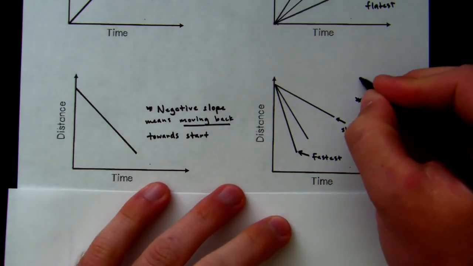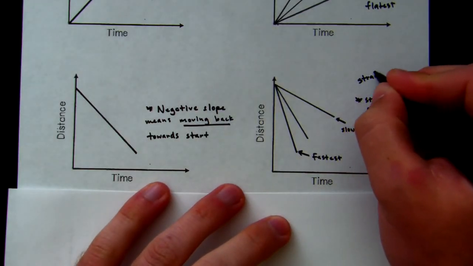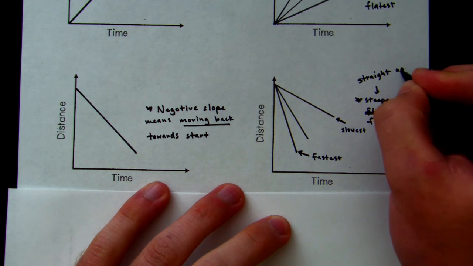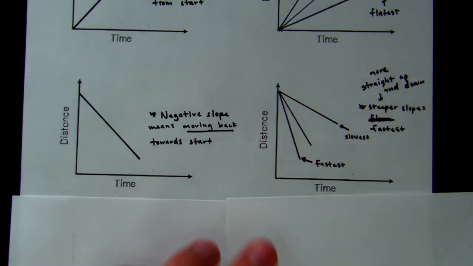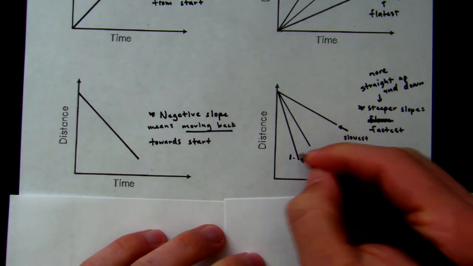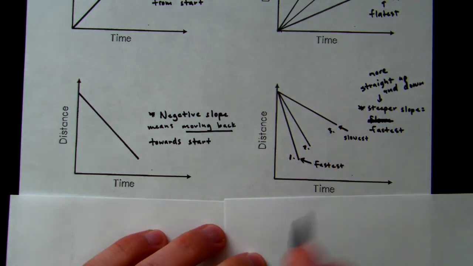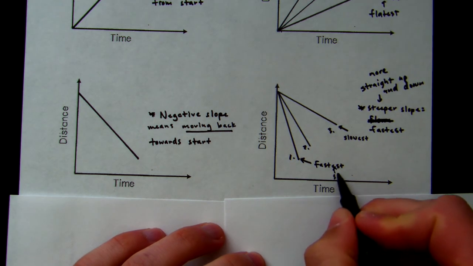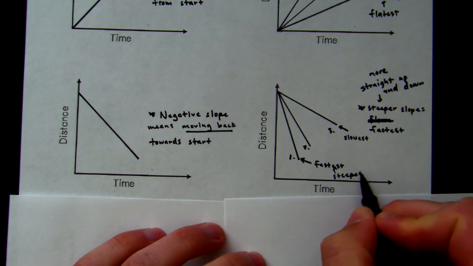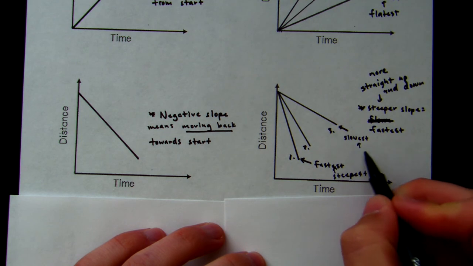The steeper the slope, the more straight up and down we are, the faster we're going. So if I look at these graphs, 1, 2, and 3, number 1 is going to be the fastest. Why? Because it's the steepest. The slowest is going to be number 3. Why? Because it's the flattest.